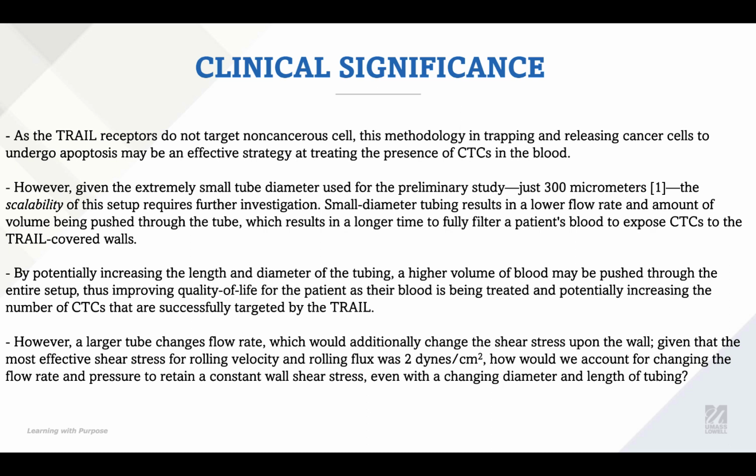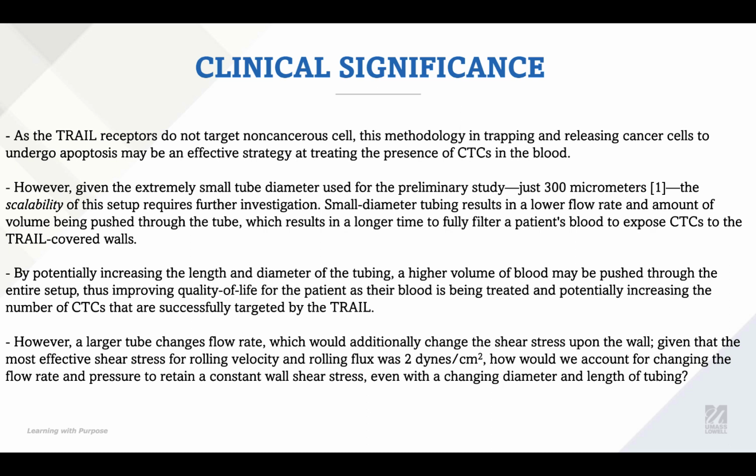However, a larger tube changes the flow rate, which would additionally change the shear stress upon the wall. Now, recall that the wall shear stress was 2 dynes per centimeter squared, and that was the most effective rolling flux and rolling velocity at the constant concentration of 2 micrograms per milliliter of the E-selectin.